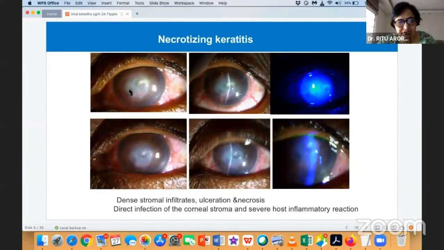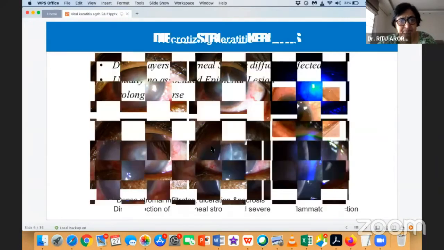This is how a necrotizing keratitis presents. You may feel as if there is pus in the cornea, and there is an epithelial defect. It's highly inflamed, and dense stromal infiltration is there. There's ulceration and necrosis, and this is due to direct infection of the corneal stroma with a severe host inflammatory reaction. So these are the cases where the primary treatment is oral antivirals.